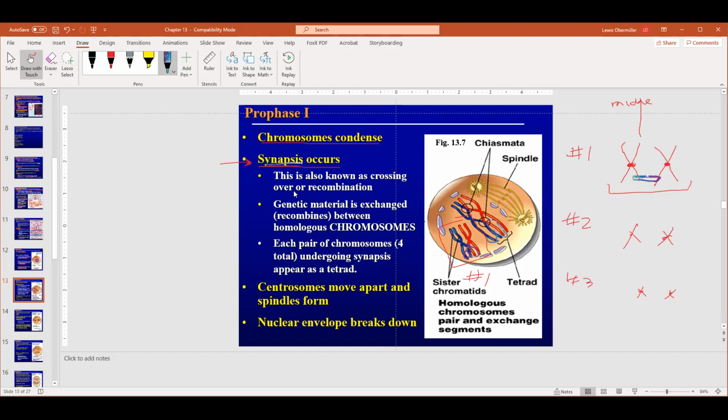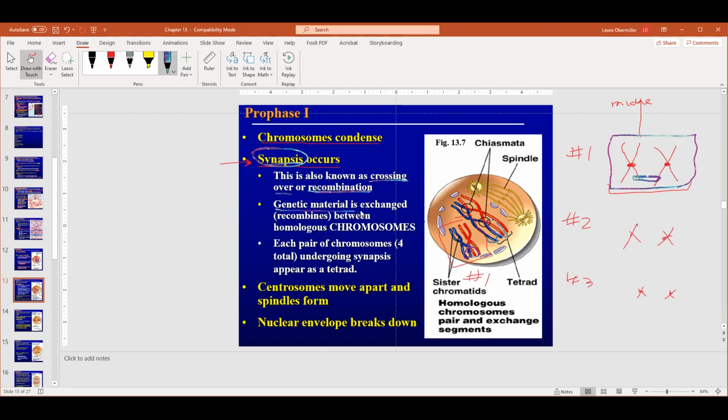It's also known as crossing over. There's another term for it too: recombination, or homologous recombination. For this class, because this is how they talk, you need to learn that this exchange of genetic information to hold these tetrads together as 4s is called synapsis, crossing over, or recombination. So make sure you know all 3 of those.